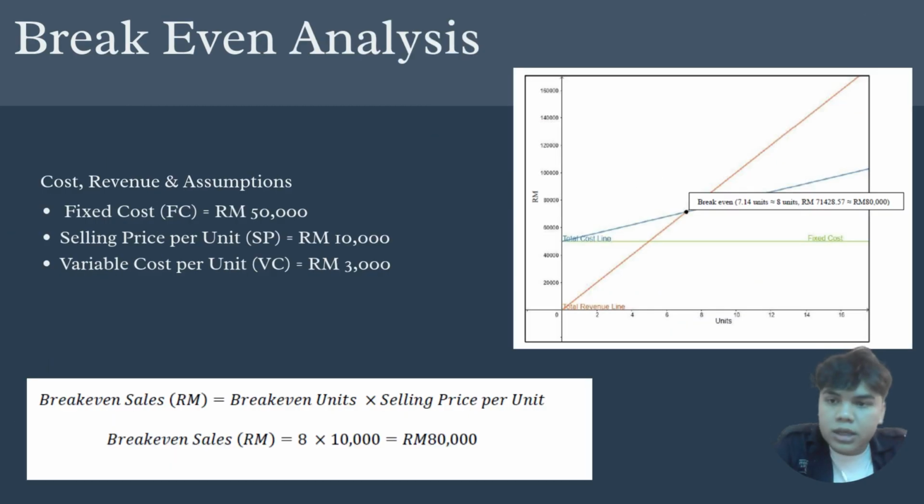This slide illustrates the break-even analysis using a cost-revenue graph. The fixed cost of this project is 5,000, with a selling price of 10,000 per unit and a variable cost of 3,000 per unit. As shown in the graph, the break-even point occurs where the total cost line intersects the total revenue line, which is approximately 8 units sold. At this point, the break-even in sales value is 80,000, meaning total revenue equals total cost.